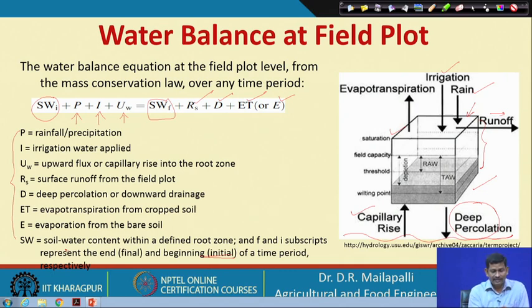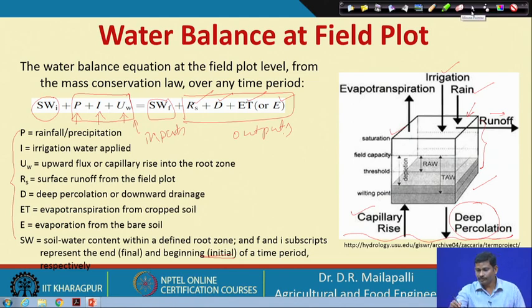In the water balance, these are the inputs and these are the outputs, and the rest is the difference between SWI and SWF, which is the soil water storage. Inputs minus outputs gives the storage.